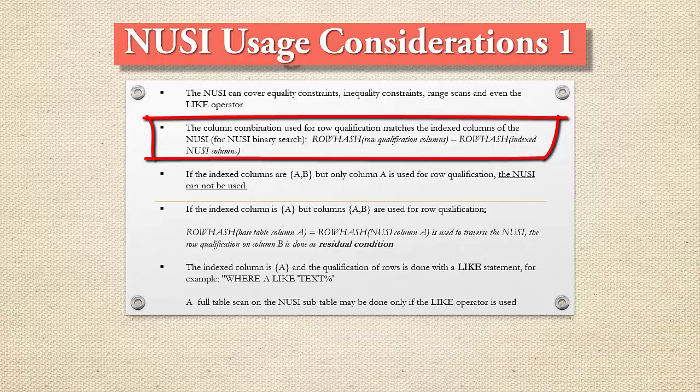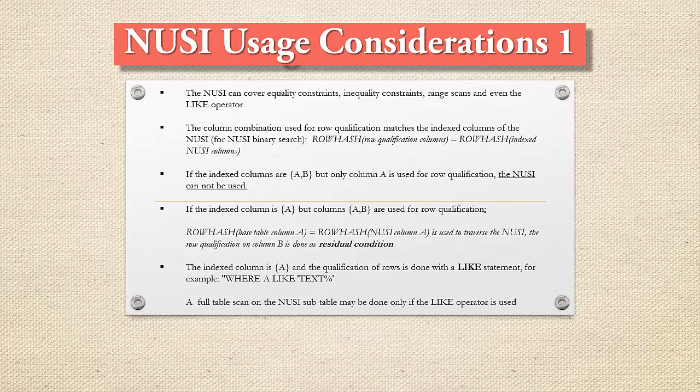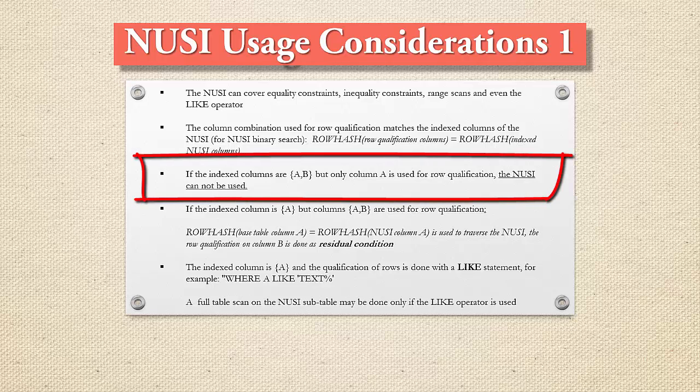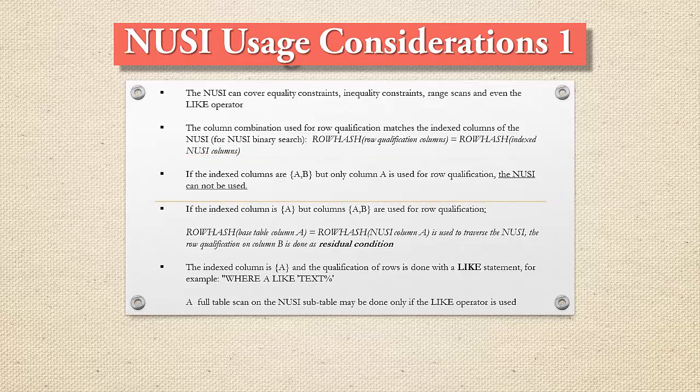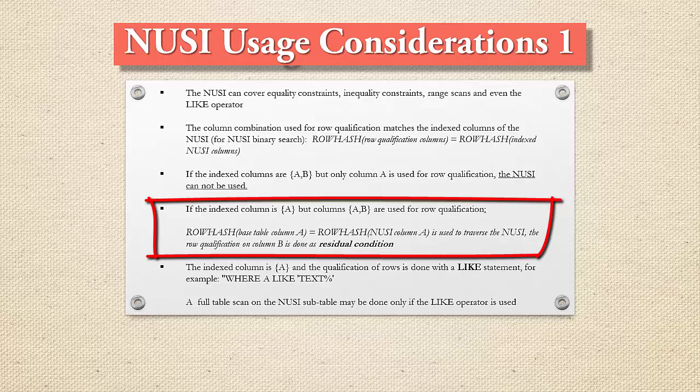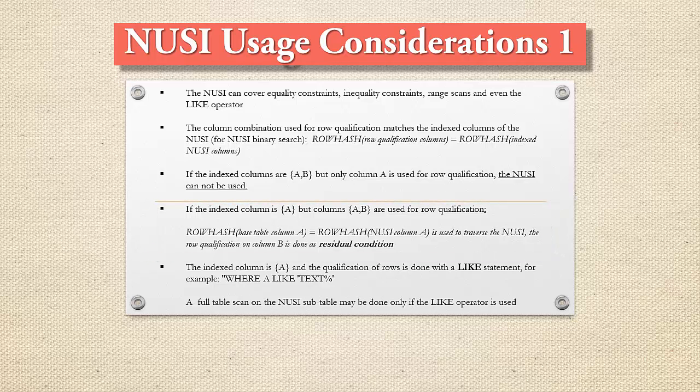But we have to be complete in terms of the NUSI for it to be used. So if the indexed columns are A and B, but only column A is used for row qualification, the NUSI will not be used. If the index column is A, but columns A and B are used for row qualification, then we have the situation that the row hash of the base table column A is equal to the row hash of the NUSI column A, and this is used to traverse the NUSI, and the row qualification on column B is then done as a residual condition.